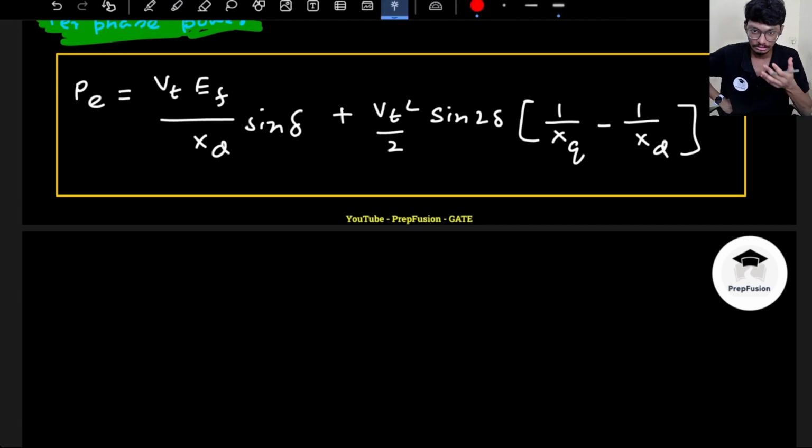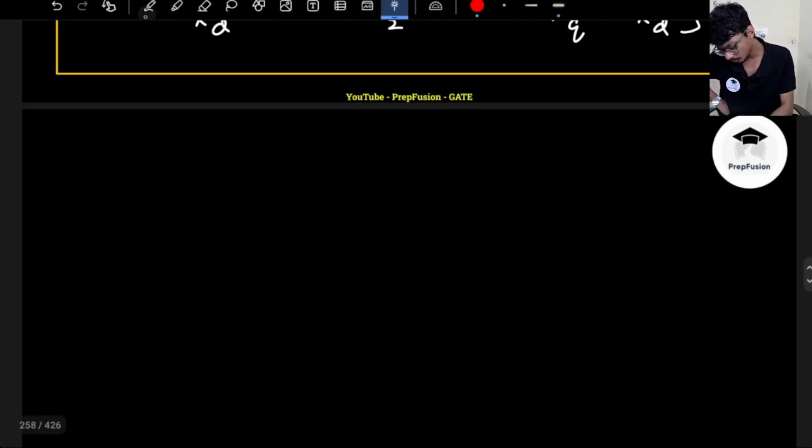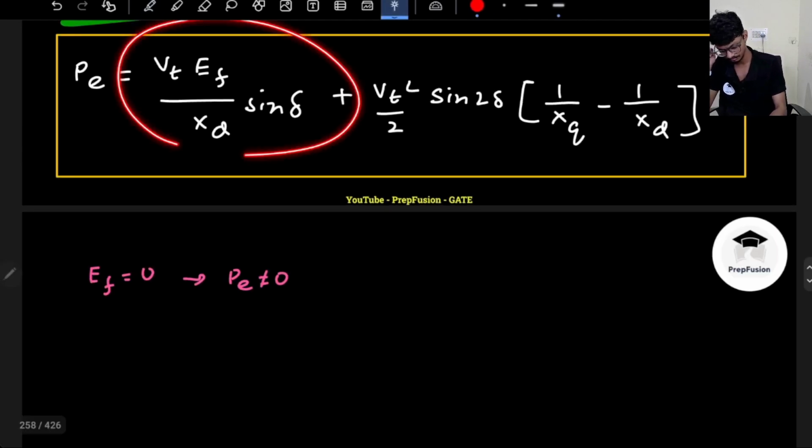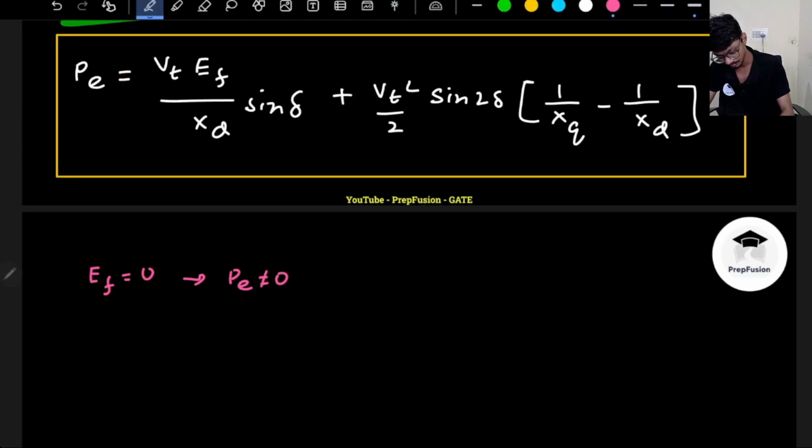Okay, so now what I can say is, if I notice one thing, if my EF is equal to 0, then also my developed power is not 0. How is it possible? There is no excitation, still it is able to develop. So without excitation also I will be able to develop power. This was not possible with cylindrical pole rotor because their formula was only this much, right? That is possible due to this. This torque is known as reluctance torque. Okay, I will explain what is reluctance torque just in a few slides.